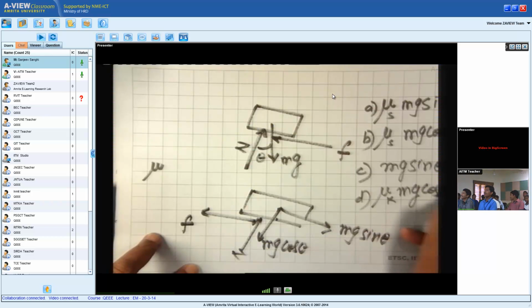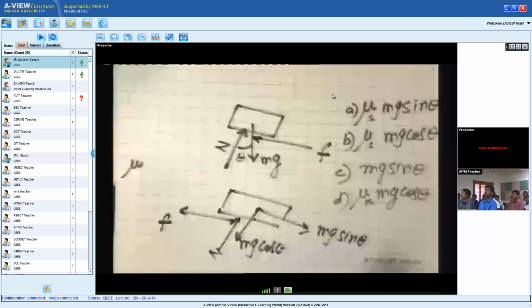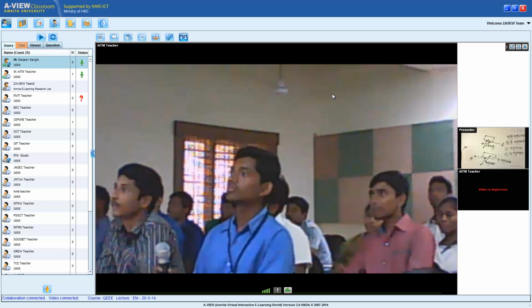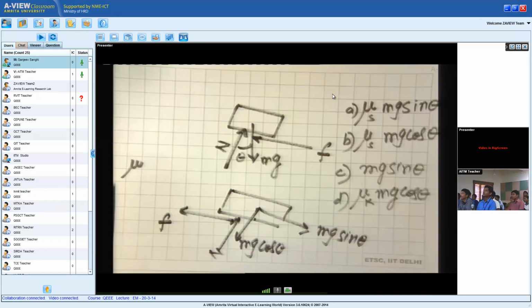I have given 4 options, A, B, C, D. A is mu s mg sin theta. B is mu s mg cos theta. C is mg sin theta. And D is mu k mg cos theta. What is the correct option?